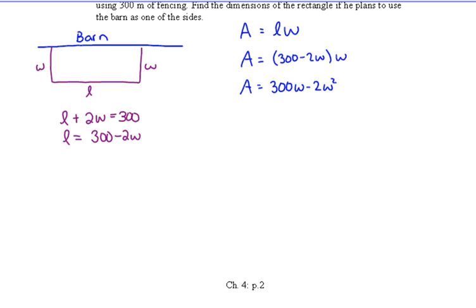So the change of area with respect to the width is equal to 300 minus 2w.